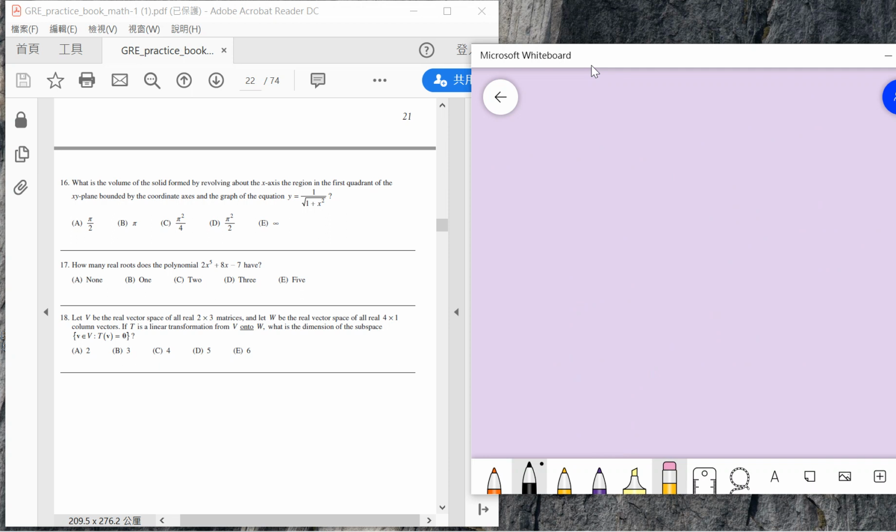And 18 says that V is a real vector space of dimension 2 times 3 matrices, and W is a 1 by 4 matrix space. So you have 2 vector spaces. Basically, you don't need to care about the matrix. All you need to care about is the dimension. You can think you have 2 abstract vector spaces, one is V and one is W. And you are asked about the dimension of the kernel, and they also tell you that the linear transformation is onto.